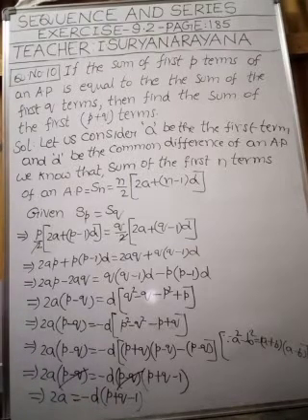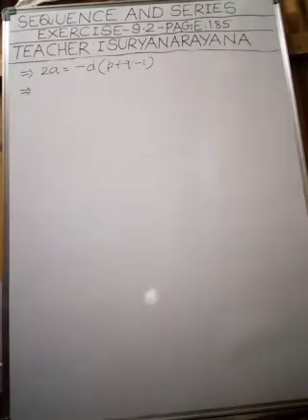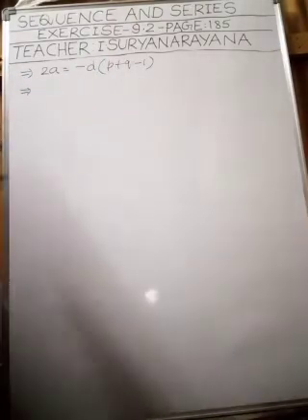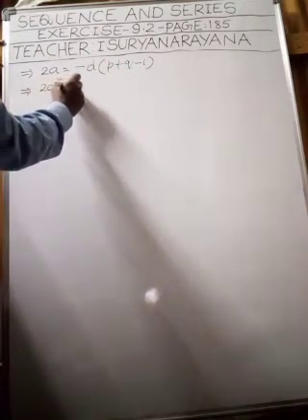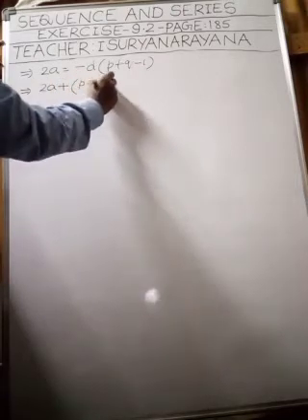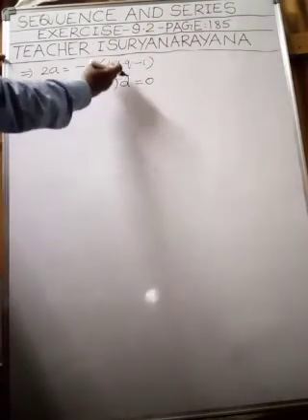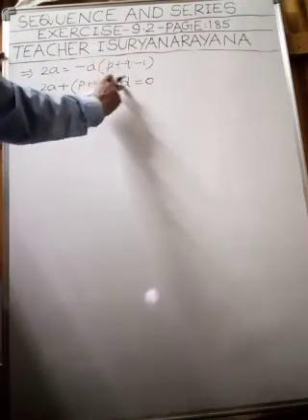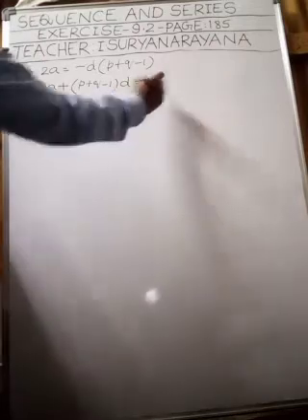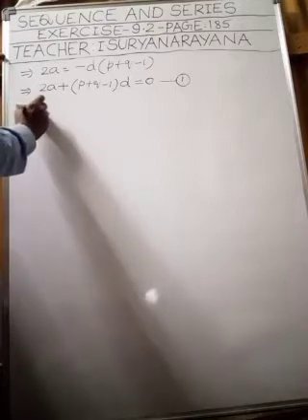Okay, my children? Right. Here I wrote the last step again, my children. 2a is equal to minus d into p plus q minus 1. Okay, my children. Now let us transpose this term to LHS. Then we get 2a plus p plus q minus 1 into d is equal to 0. Understood this step, my children? We have transposed this term to LHS. Then we get 2a plus p plus q minus 1 into d is equal to 0. Let us assume that this is equation 1. Okay, my children?